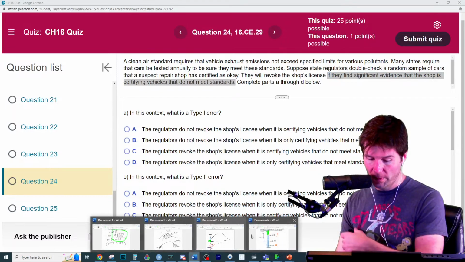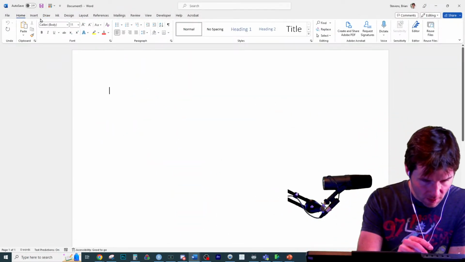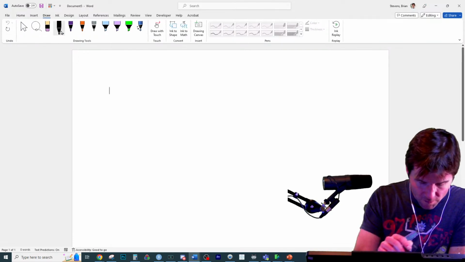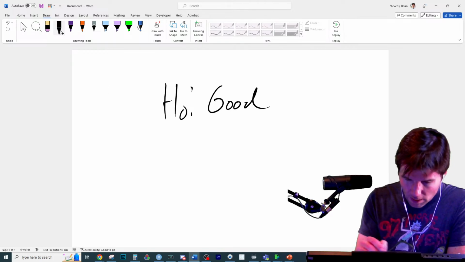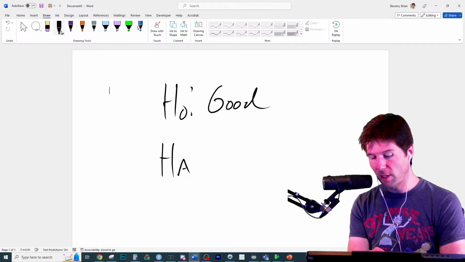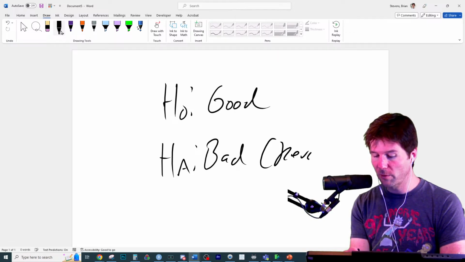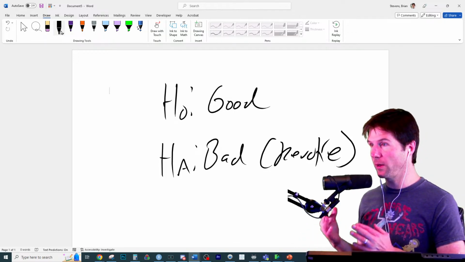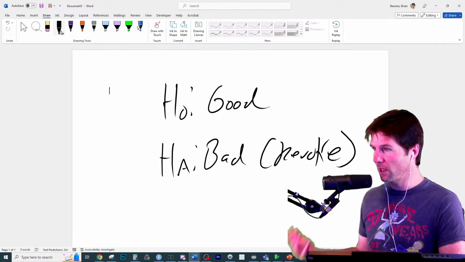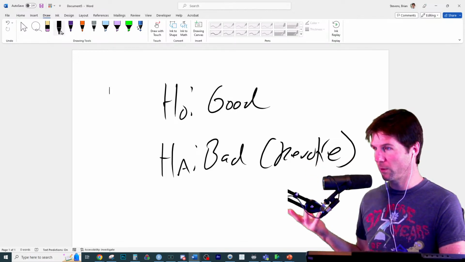So the null is the shop is doing a good job. And the alternative is that they're doing a bad job and we revoke the license. So they need evidence to revoke the license of the shop. They're not going to revoke the shop's license without evidence. They're not looking for evidence the shop gets to keep their license. They're looking for evidence the shop is doing a bad job and they revoke their license.